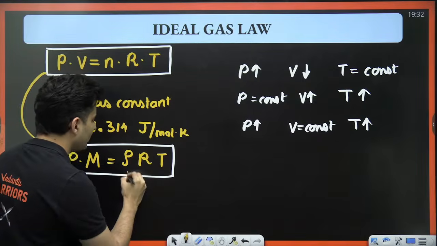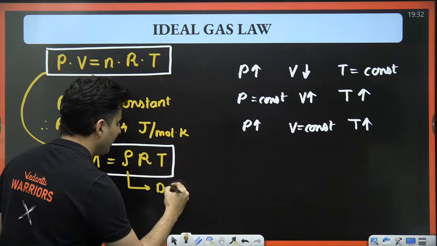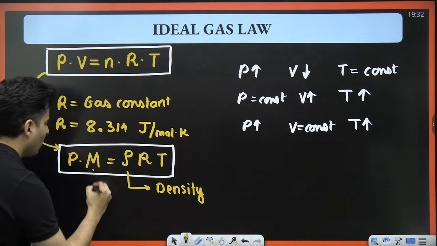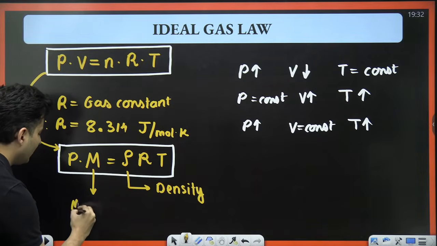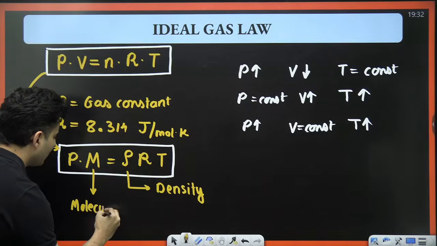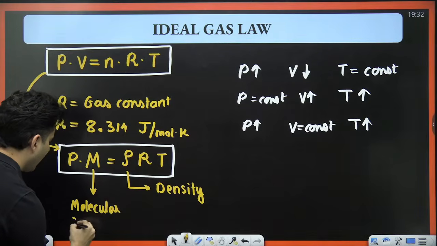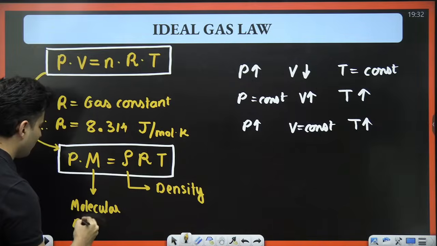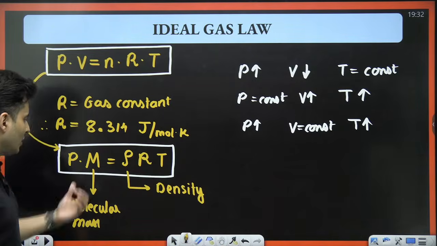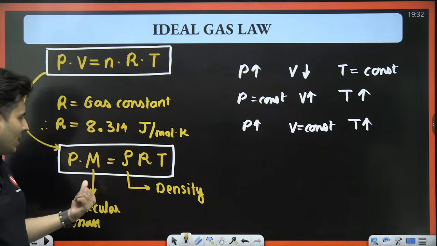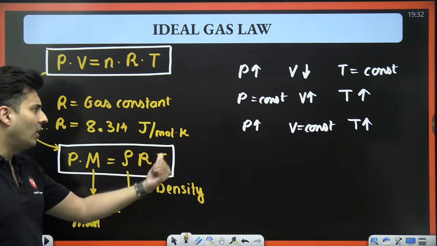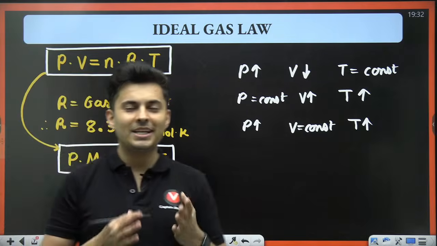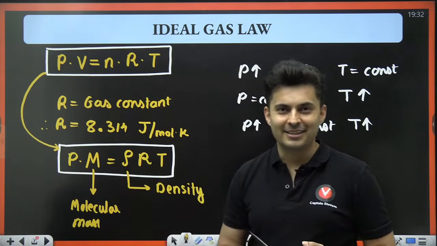If you are wondering what is this rho, that is nothing but the density of the gas. What is M? That is nothing but the molecular weight, or you can just say molecular mass, right? So that is your molecular mass, that is your density. These are all things which you know already. This is a very important equation which you should know regarding ideal gas.